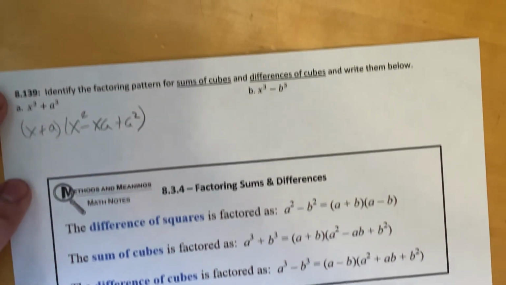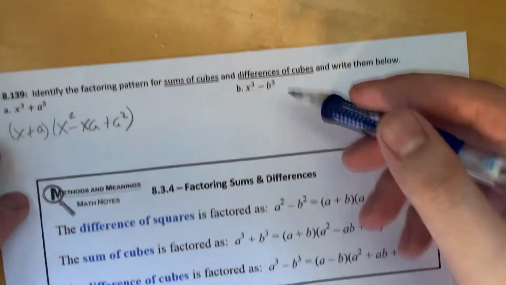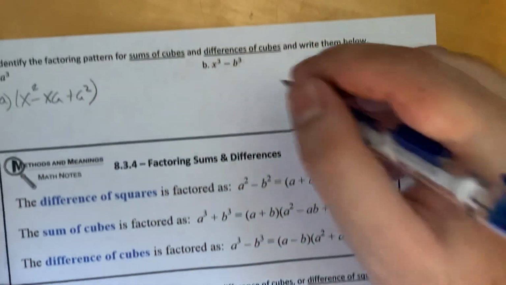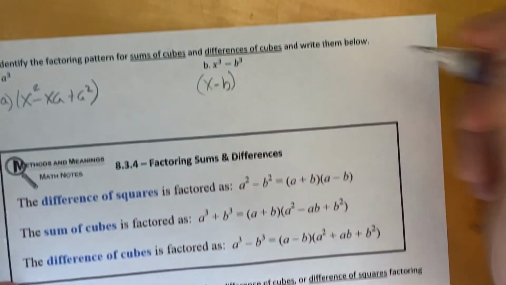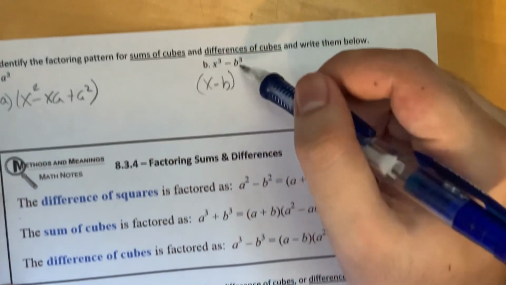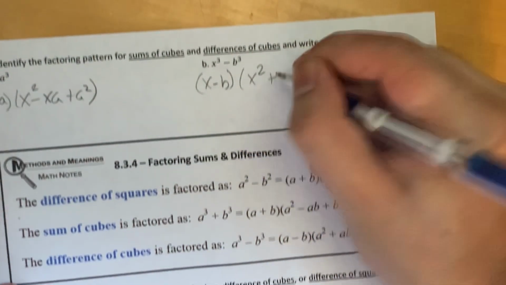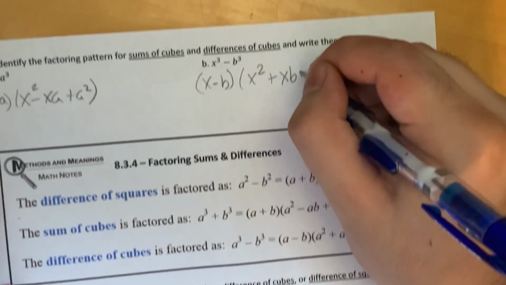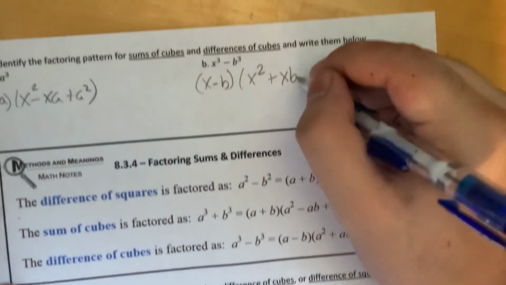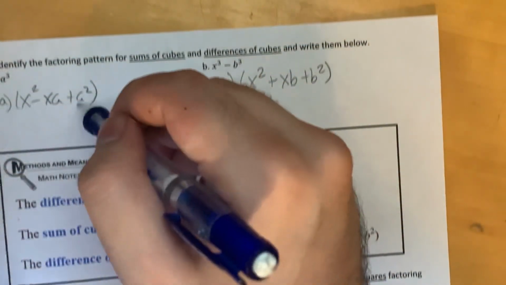That's the sum of cubes. That's the identifying factor. So, what do you think the difference of cubes is going to look like? It's going to look like x minus b, because you're going to take the original without the cube. And then what's left? X squared plus, because we already have a negative, plus xb plus b squared. Because negative b will give you a negative, like positive a, and positive a will give you positive x. X gives you a negative.